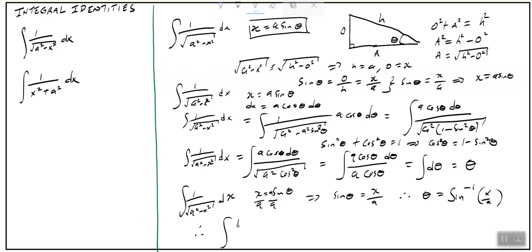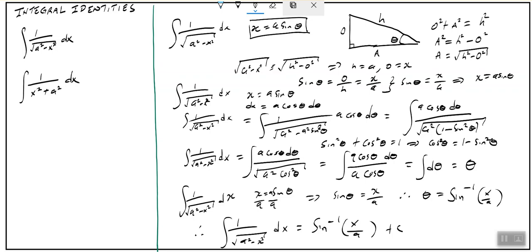Therefore, our solution to this integral, the integral of 1 over the square root of a squared minus x squared, is equal to sine inverse of x over a plus c. So that is how you get the solution for the first one. We will now solve the second one.